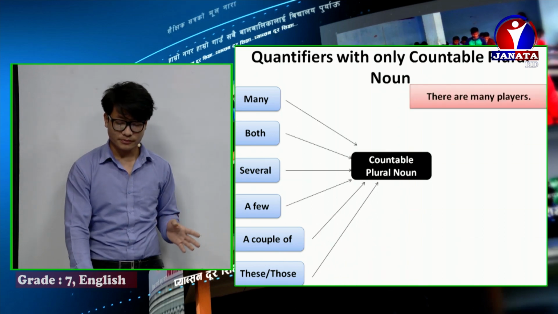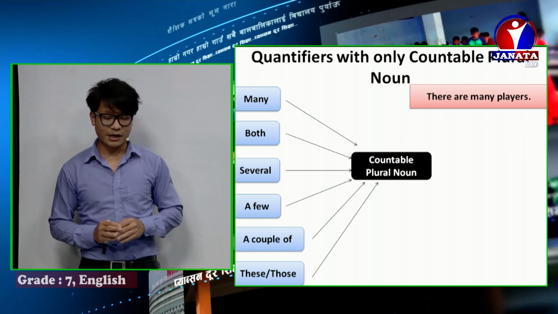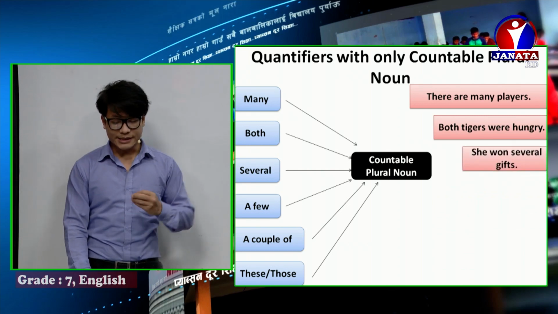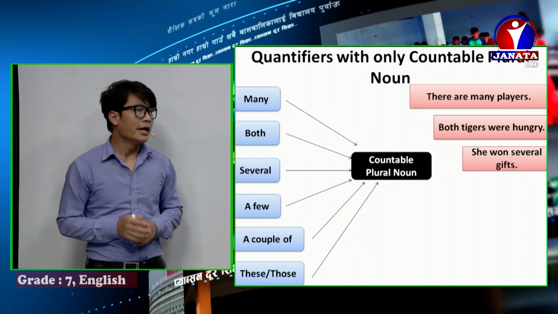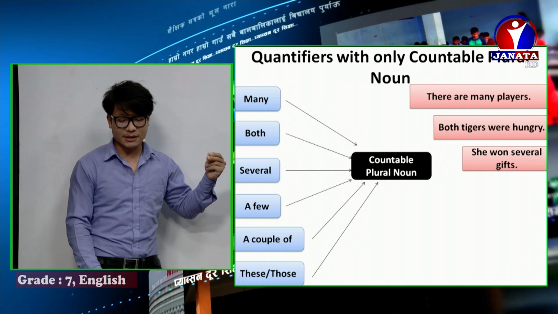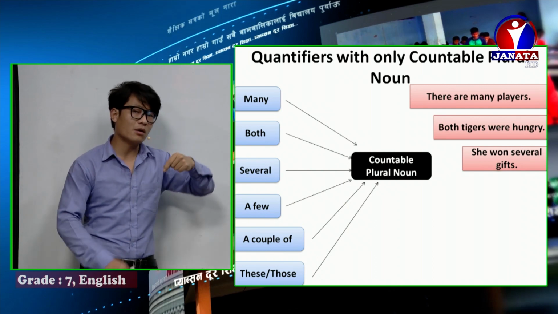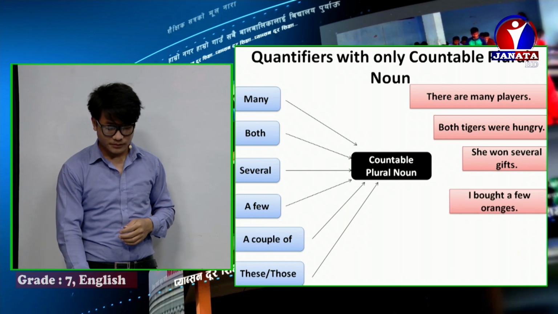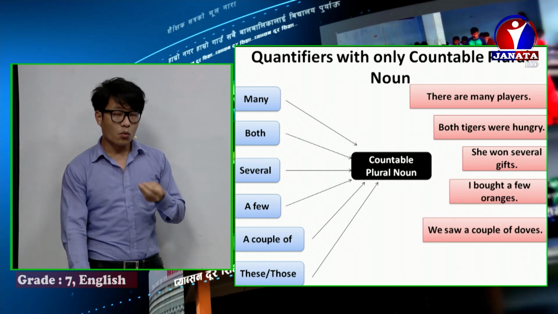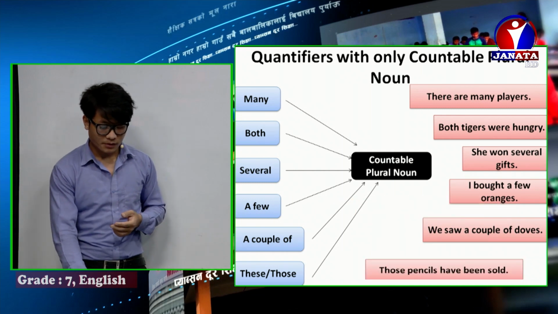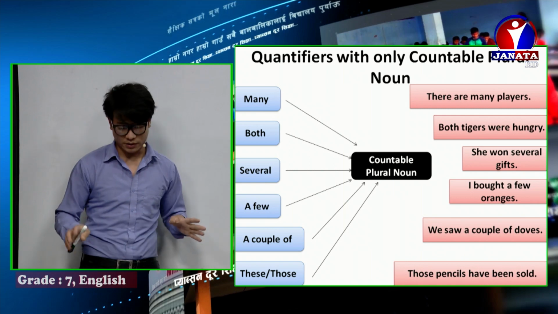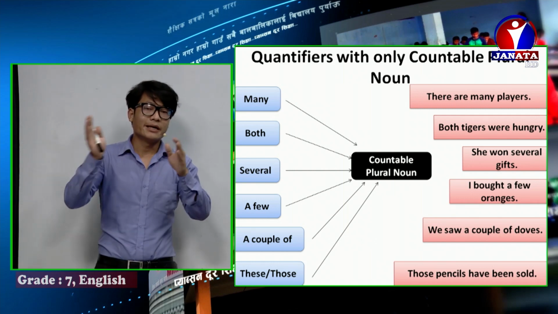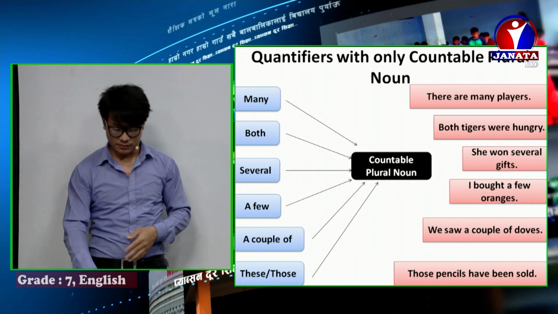Countable plural noun. There are many players. Both tigers were hungry. She won several gifts. If you write only gift, G-I-F-T, after several, that will be wrong, because after the quantifier several, you should use G-I-F-T-S, gifts, plural. I bought a few oranges. We saw a couple of doves. And last, those pencils have been sold. So these are the ways we use quantifiers with uncountable nouns, countable singular nouns, and countable plural nouns.